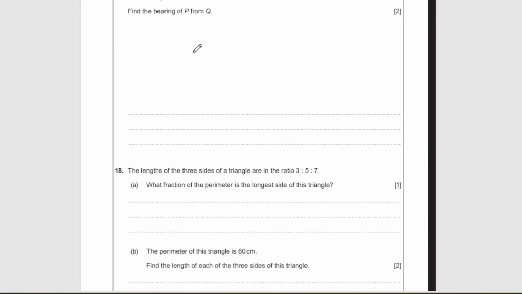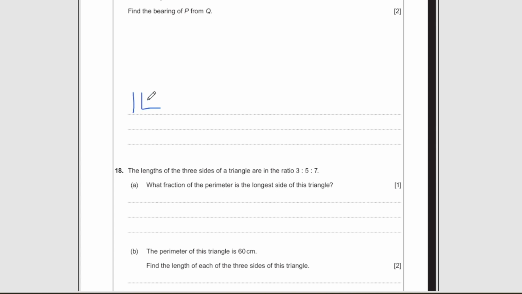Question 17 then. The bearing of Q from P is 140 degrees. Find the bearing of P from Q. So the bearing of Q from P. So we're going from P to Q. From P to Q, and we're going 140 degrees. Find the bearing of P from Q. So we're going the other way, I believe.